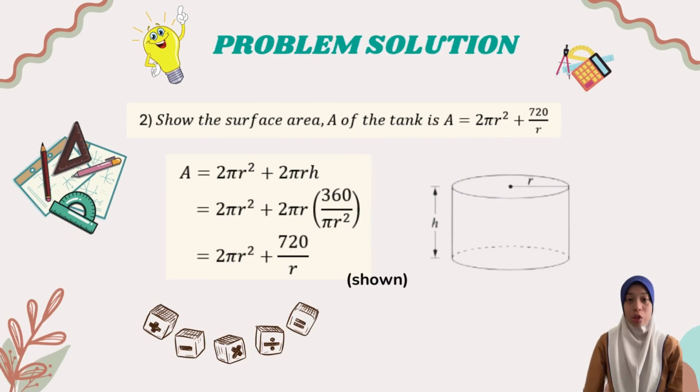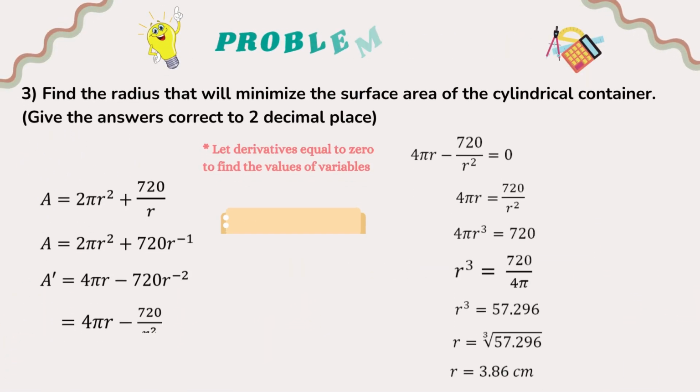Question 2. Show the surface area A for the tank is A equal to 2 pi r square plus 720 over r. We know that the surface area of a cylinder is 2 pi r square plus 2 pi r h. h is 360 over pi r square that we got in the previous question. So, just substitute the value of h into the surface area of the cylinder, and we got the answer, which is 2 pi r square plus 720 over r. The answer is shown.